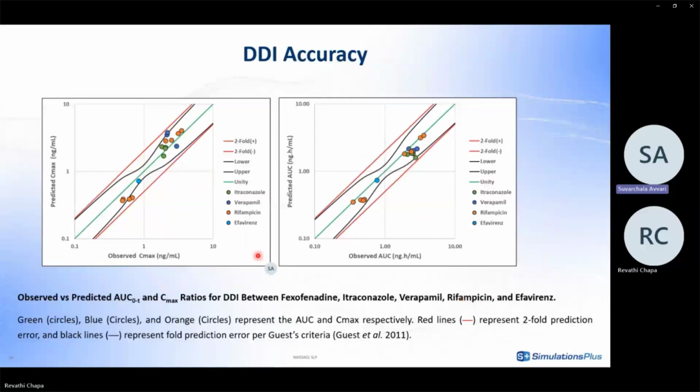With this confidence in the baseline model, the next step was to look at the DDI prediction accuracy for fexofenadine in presence of multiple inducers and inhibitors of PGP. And we can see that for most of the predictions, the observed Cmaxes compared to predicted Cmax are close to the line of unity, which is this green line. If not, at least they are within the Guest criteria for multiple perpetrators, the inducers or inhibitors of PGP.